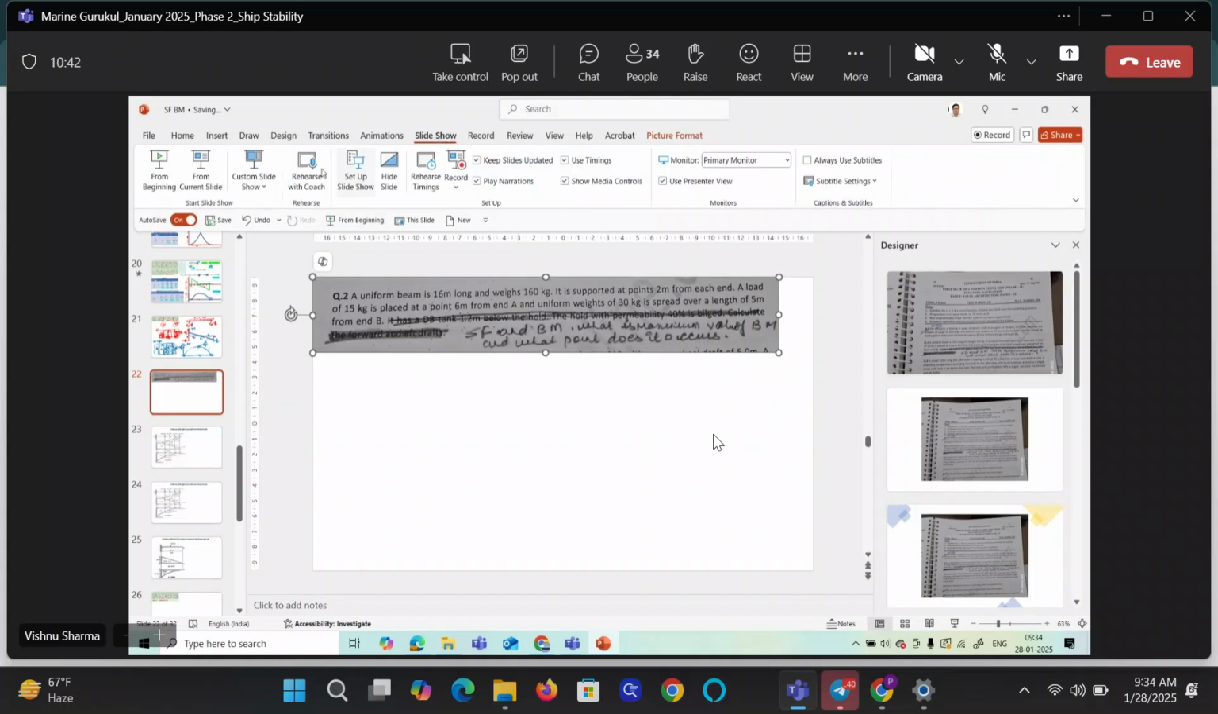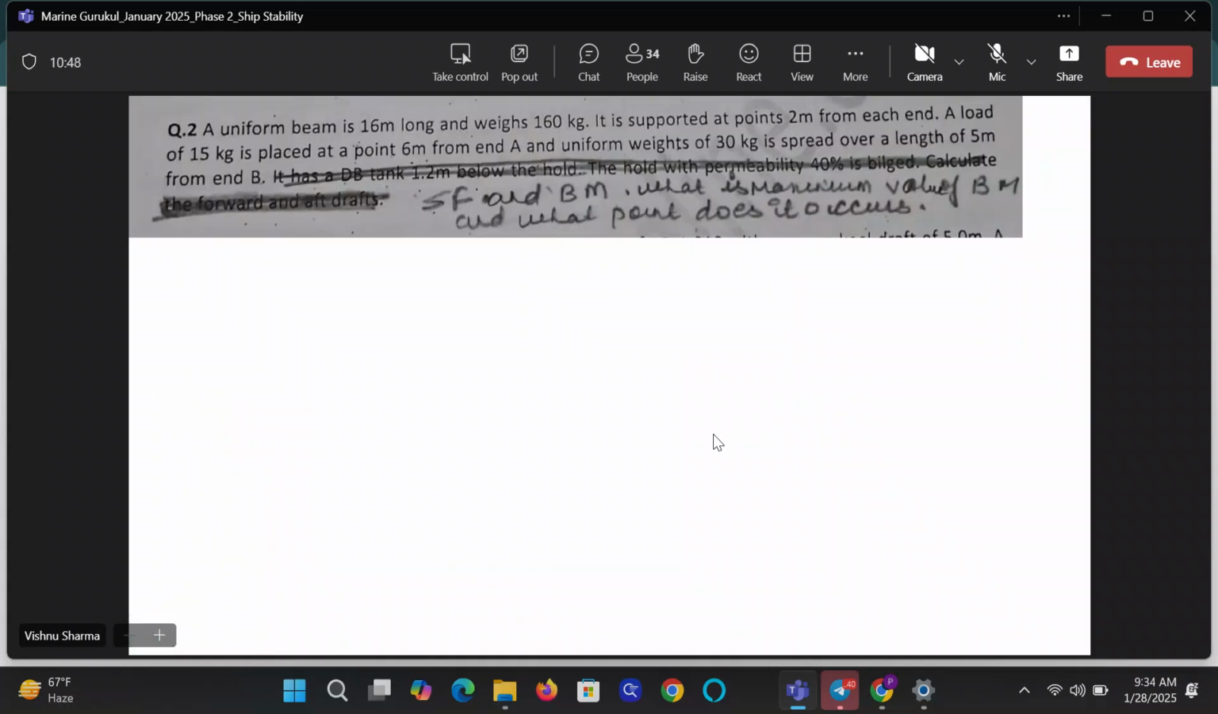करेक्टेड क्वेश्चन डाल दिया है, if you want to have a look. नहीं, अगर यही है तो ठीक है. If this is the corrected question, you tell me if there's something else better.